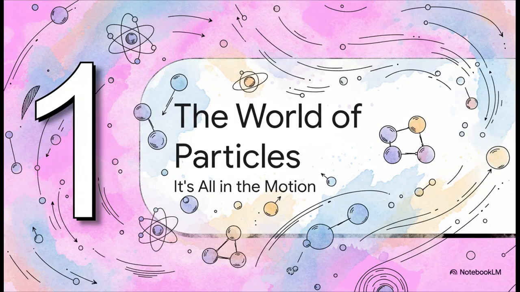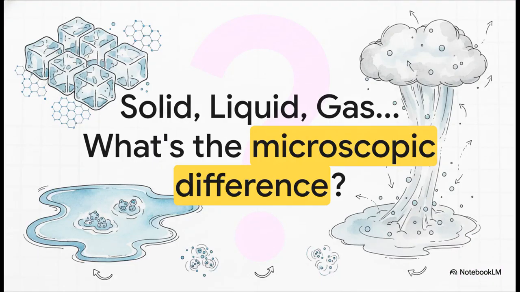All right, first things first, we have to get one basic rule down because it's the foundation for everything else. And the rule is this. Everything, and I mean everything, is made of tiny little particles that are always moving. I mean, we all know what a solid, a liquid, and a gas are, right? You've got an ice cube, a puddle of water, and steam. Easy. But what's actually physically different about the particles in each one of those states? What's going on down there?